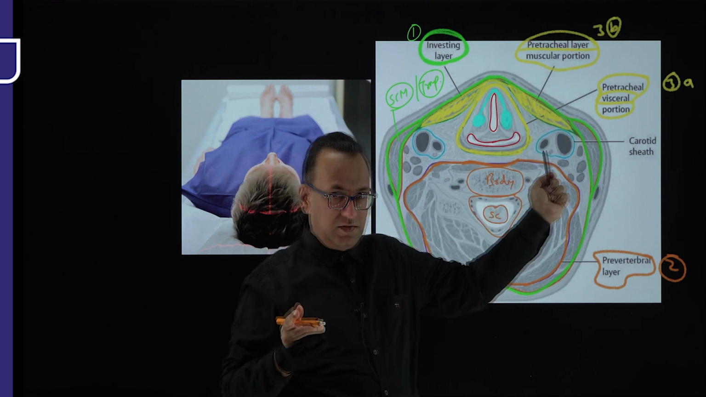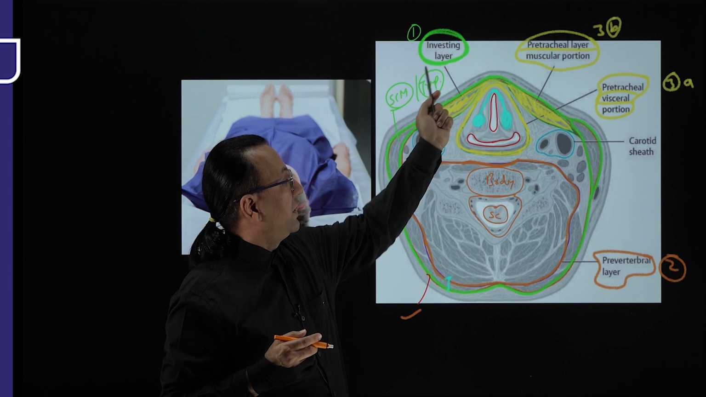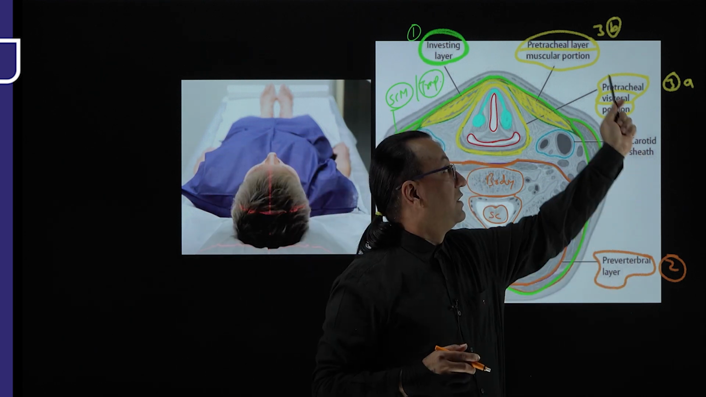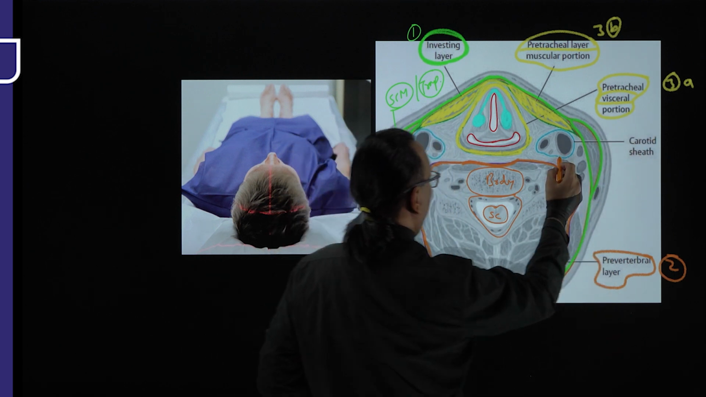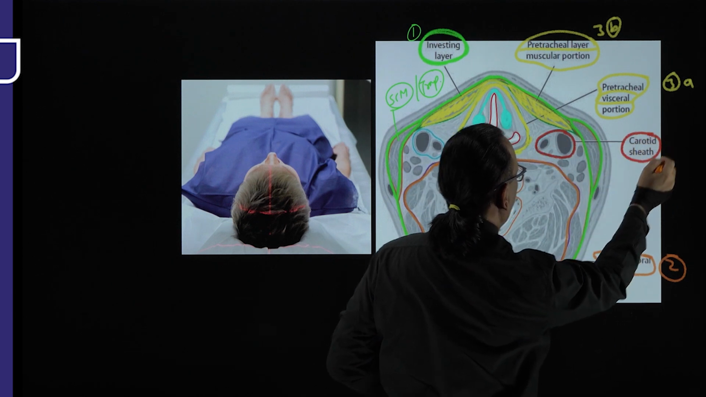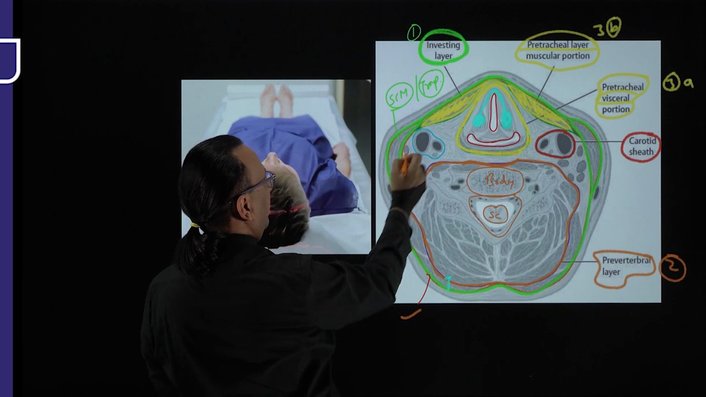Then we were telling these three layers. Number one, it is the investing layer of deep cervical fascia. Number two, it is the prevertebral layer of deep cervical fascia. Number three, it is the pretracheal layer of deep cervical fascia. All will contribute to the carotid sheath. This is the carotid sheath on the right side because you're looking from the superior view. This is right-sided and then left-sided carotid sheath.